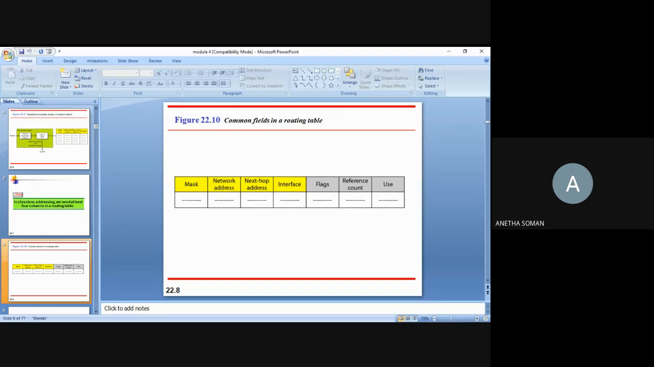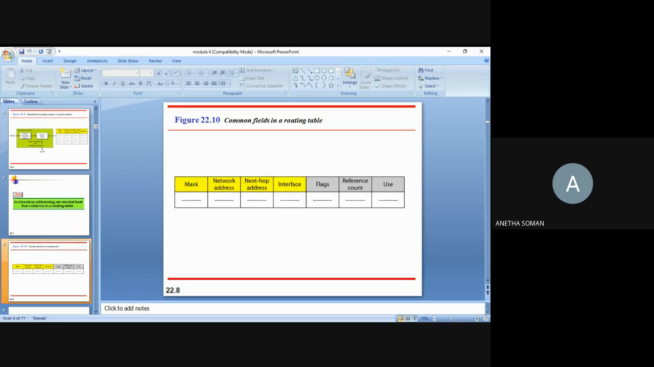So if it is router A and you have router B, and my packet has reached router A, I have to deliver it to router B. So that is the next hop, and that will be displayed in that field. So it defines the address of the next hop router to which the packet is delivered. Now the fourth field is the interface field.